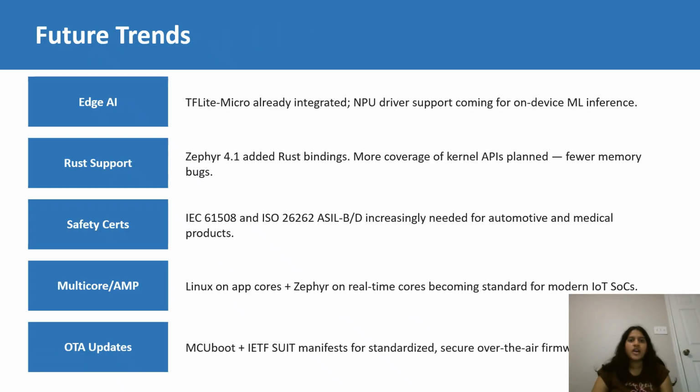Now let's look into the future trends. Where Zephyr is headed. Edge AI is the biggest trend. TensorFlow Lite for Microcontrollers is already integrated, and support for NPU drivers is coming as chip vendors add ML accelerators to their microcontrollers. Rust support was introduced in Zephyr 4.1. The community is actively expanding Rust bindings for the kernel, which will reduce memory safety bugs significantly. Safety certification, IEC 61508, is becoming mandatory as automotive and medical products adopt Zephyr.